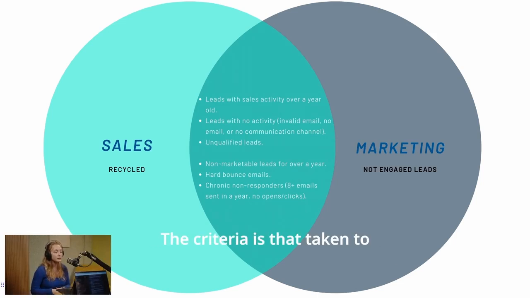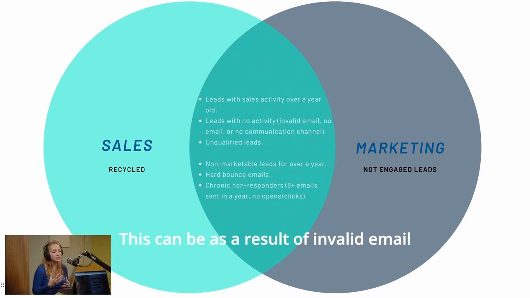The criteria that take into consideration both sales and marketing are leads that have some sales activity, but it is over a year old, or leads that don't have any activity at all. This can be as a result of an invalid email, or maybe there is no email at all, stuff like that. Unqualified leads: somebody reached out, spoke to that person, and marked it as an unqualified lead. In our case, again, it's an actual lead status. In other companies, maybe you have other processes to mark leads as unqualified. That's for the sales side.